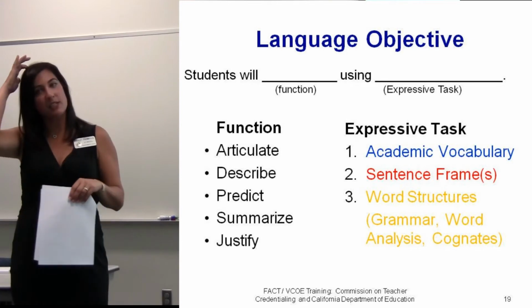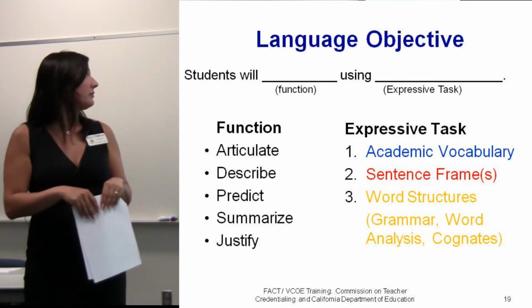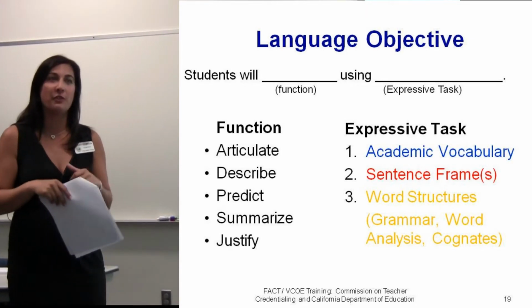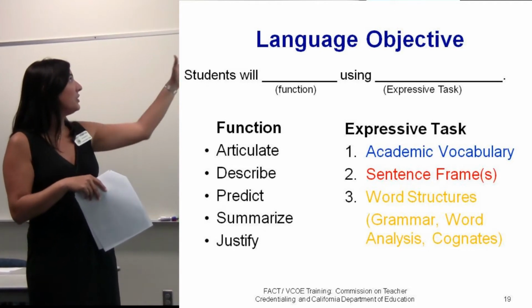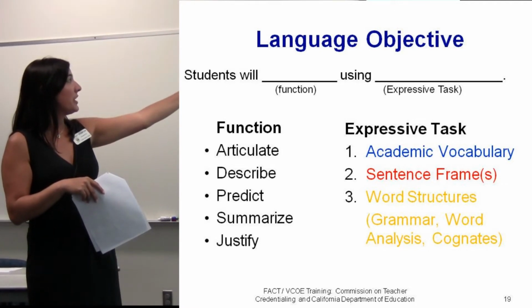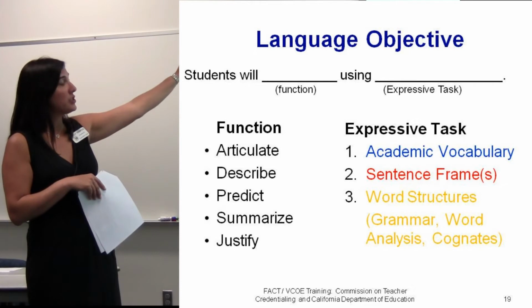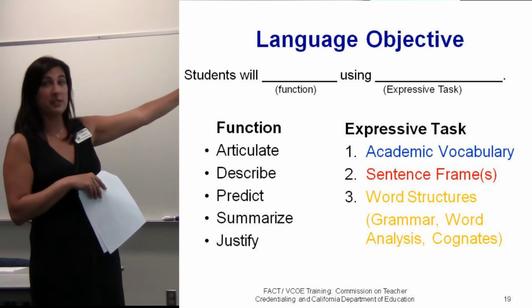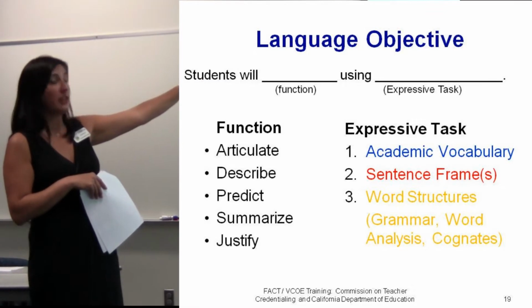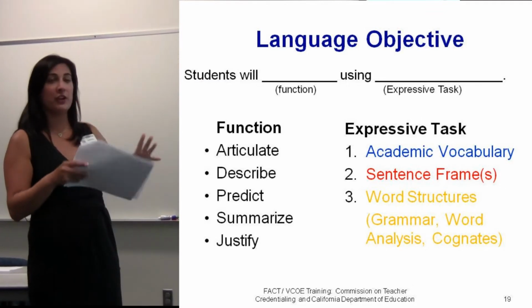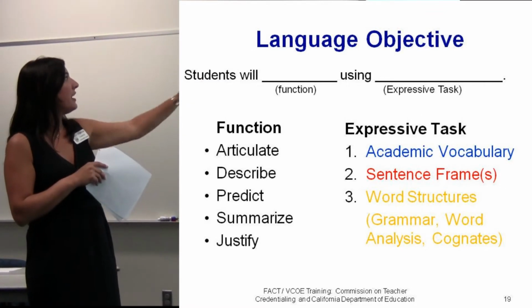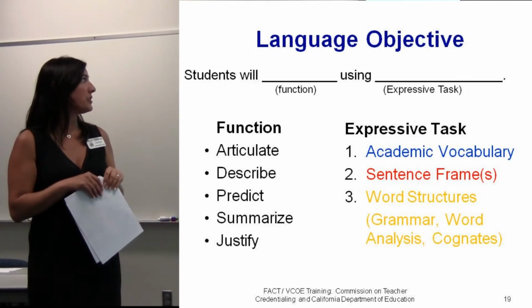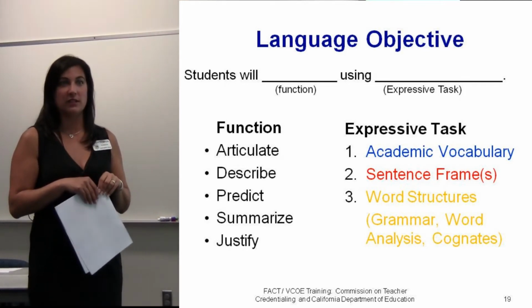All right, so here's a sentence frame that helps you by identifying what the function is and then using each of the 3 expressive tasks. First, there's the academic vocabulary. Second is the sentence frame or frames, depending on what level you teach and what your varying SELT levels are in your class. And thirdly, it's the word structures, the grammar, the word analysis, and the cognates that we're looking at.